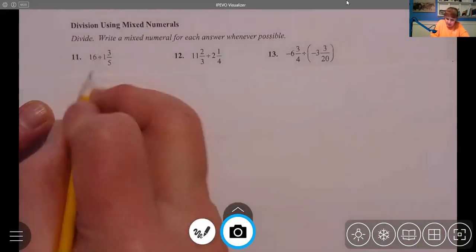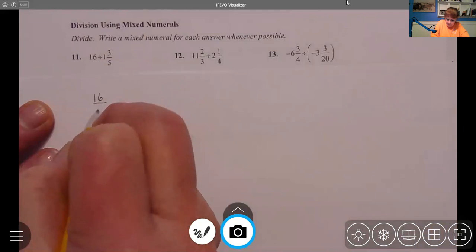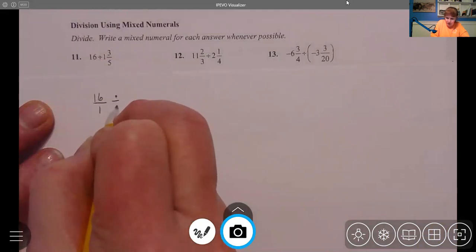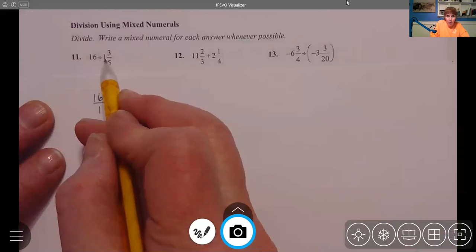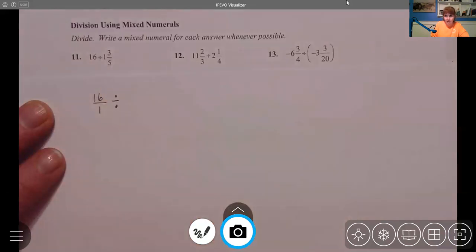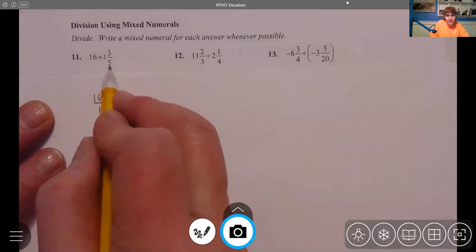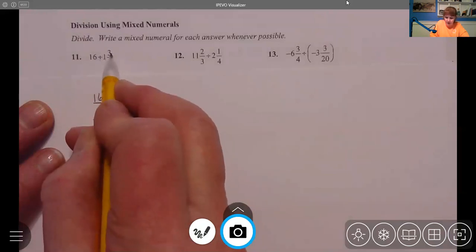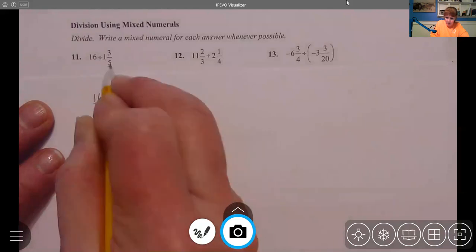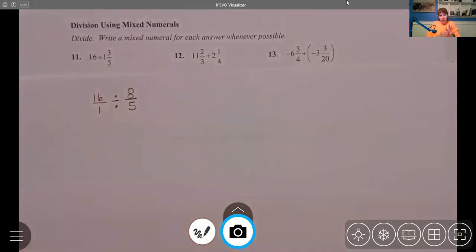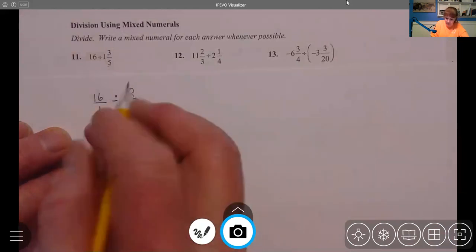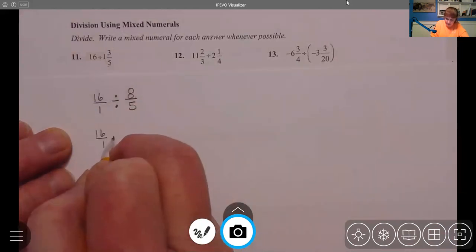So here we have 16 over 1 divided by, I'm not going to change it yet. I'm going to change 1 3/5 to a fraction notation. 1 times 5 is 5, plus 3 is 8 over 5. So I created these two fractions here. I put my integer over 1, and I changed my mixed numeral to fraction notation. Now, because we're dividing with fractions, we're going to do a copy dot flip.